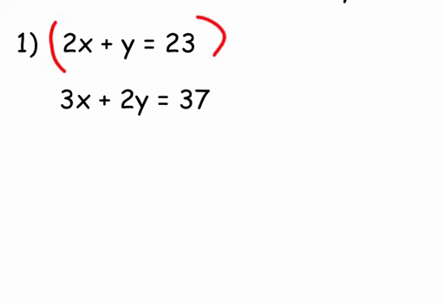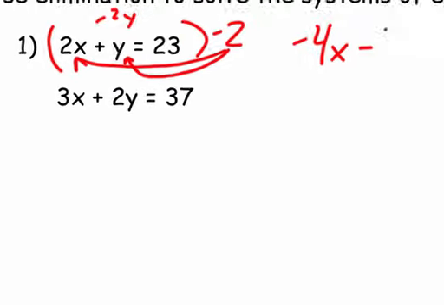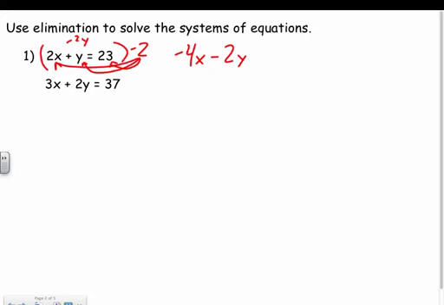So how do I get this guy to a negative 2y? I've got to multiply by a negative 2. So I'm going to write this over to the side. So I have negative 2 times 2x, which is negative 4x. I just multiply every term. Then negative 2 times y, negative 2y, and negative 2 times 23, which is negative 46. And then I'm just going to keep my second equation the same because I already have a positive 2y. That'll cancel.